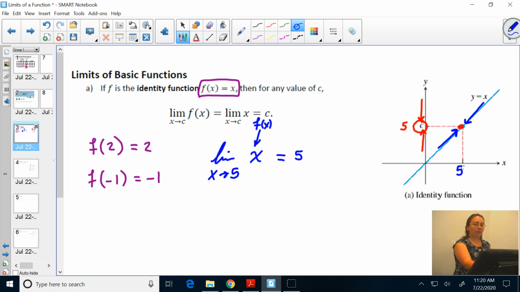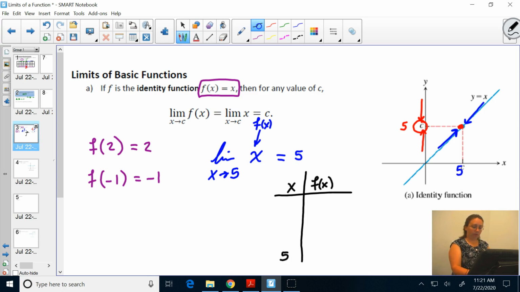If you wanted to build a table and actually work this out, you could. So if you did x values and then your function values, let x approach 5. If we're trying to approach 5, who comes before 5? 4. Okay, we want to get closer to 5. So who's closer to 5? How about 4.9? And then closer, 4.999. Then you can get closer if you wanted to, but this is just to illustrate what's happening.